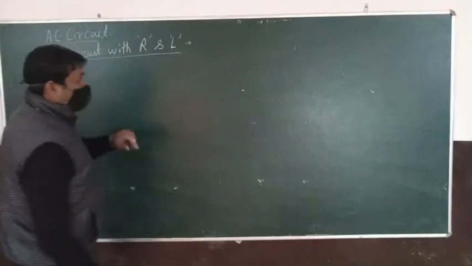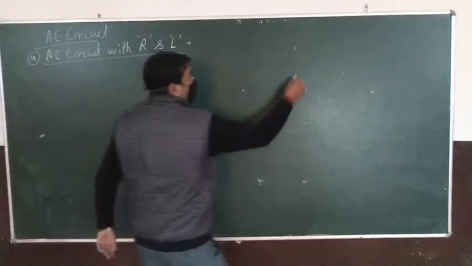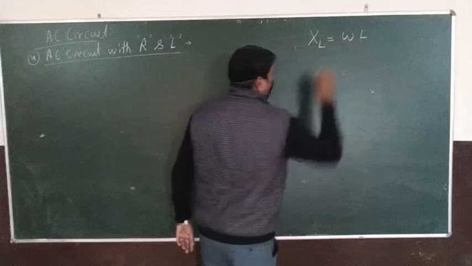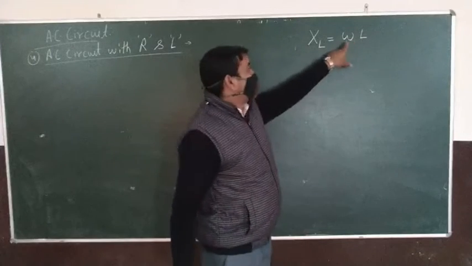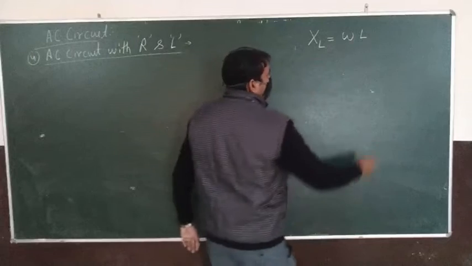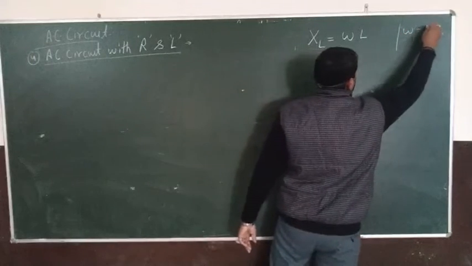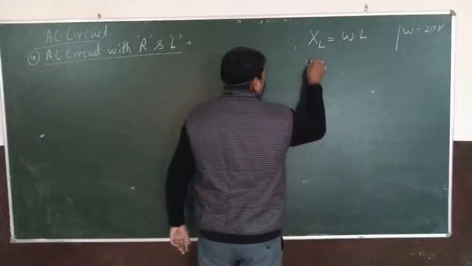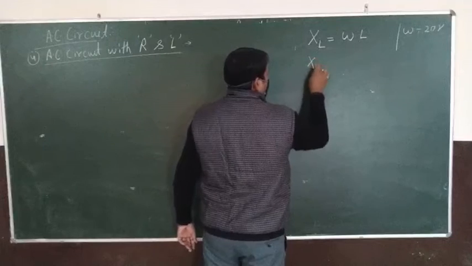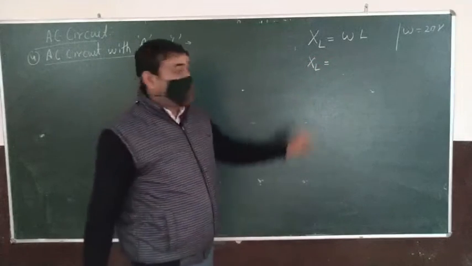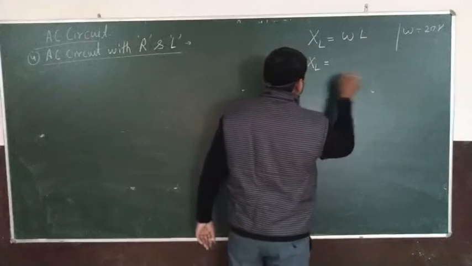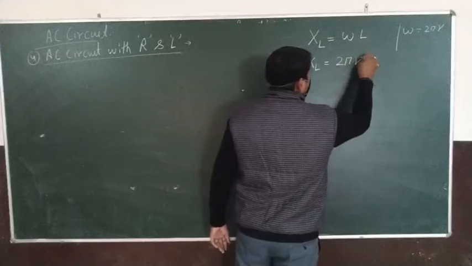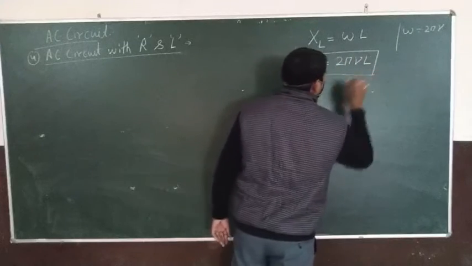When the AC circuit, just here students, the value of XL is given by omega L. Here L is inductance and omega is angular velocity, and we have a relation omega is 2 pi nu, where nu is frequency. Therefore the value of XL, or inductive reactance, is 2 pi nu L. This result you have to remember.